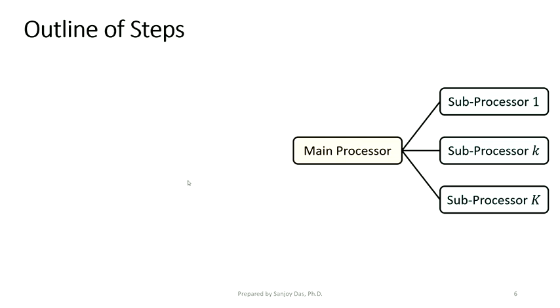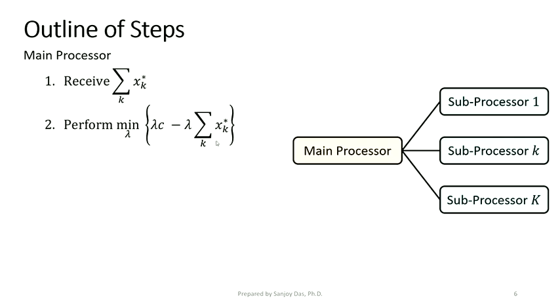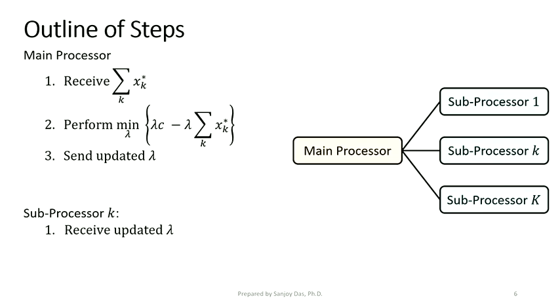Now let's look at the outline of steps. The main processor receives xk star, and then it does minimization, and then it sends an updated lambda back to the subprocessors. This is the task of the main processor. There's one caveat in step 2. Each subprocessor receives the updated lambda from the main processor. You see the direction of communication here, these channels. And then it performs some maximization with respect to xk. Each subprocessor k does it independently.